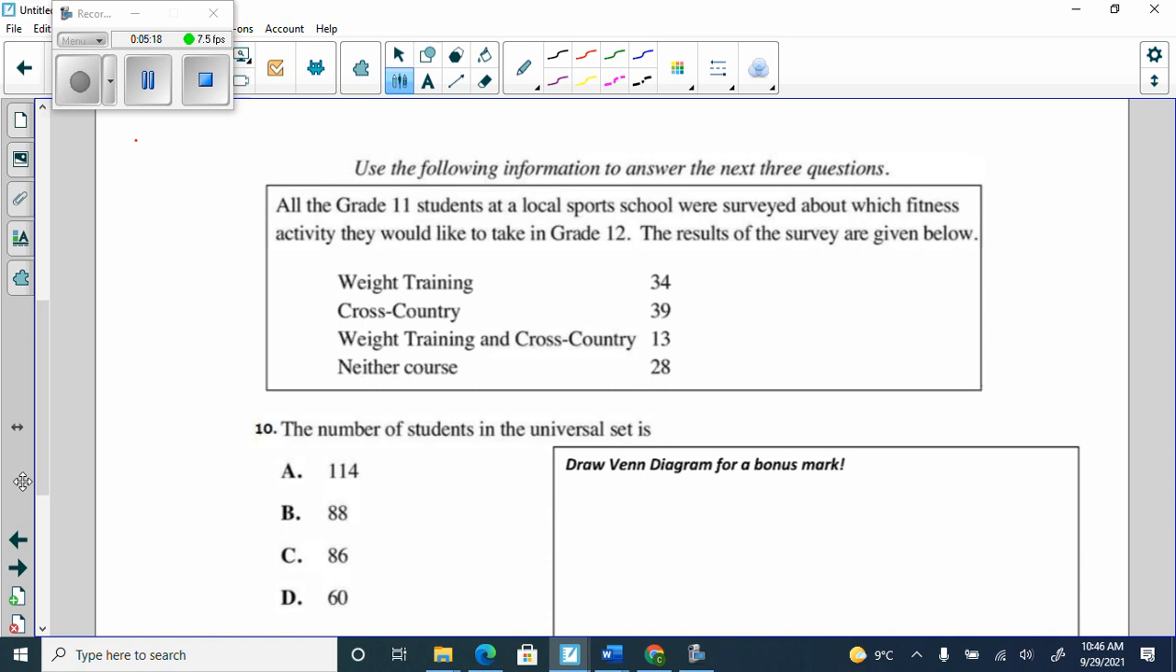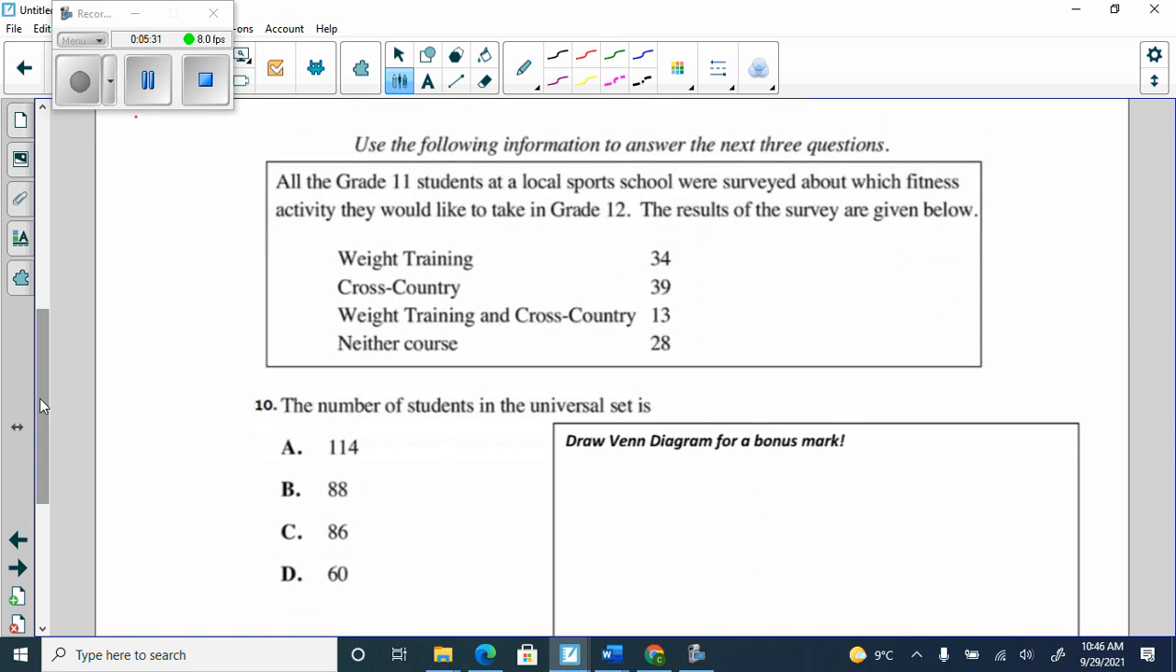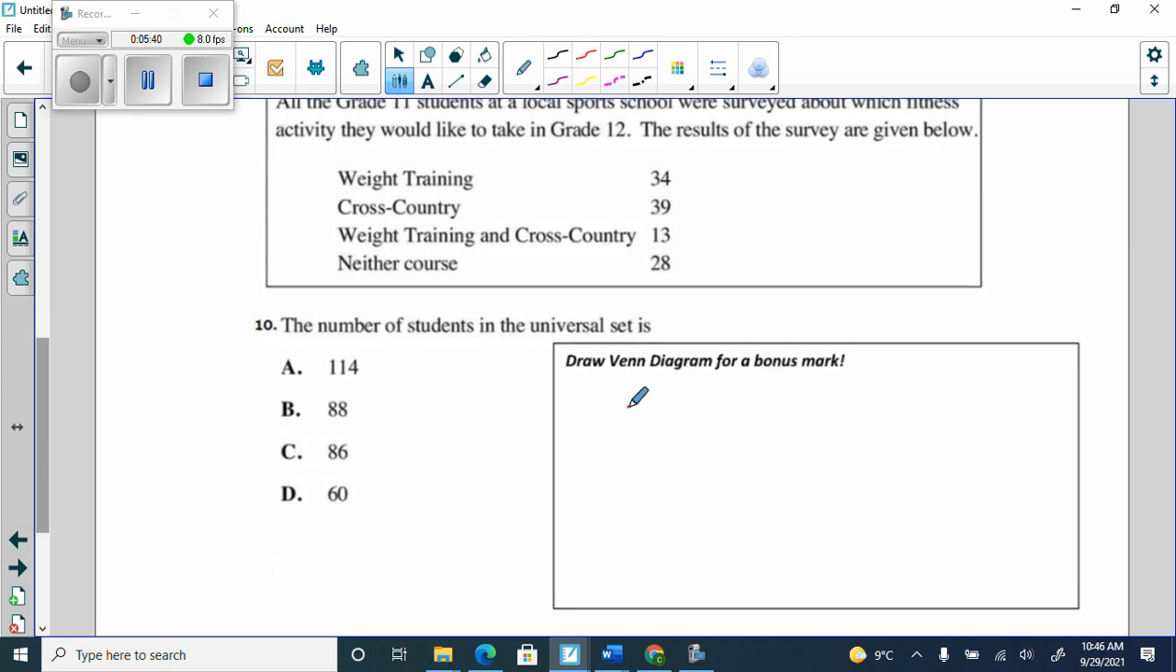Now this one is different than the other one because it doesn't say only, right? It doesn't say only, so we will end up subtracting. Okay? So here it says, all the grade 11 students at a local sports school were surveyed about which fitness activity they would like to take in grade 12. The results of the survey are given below. So we have weight training and cross country.